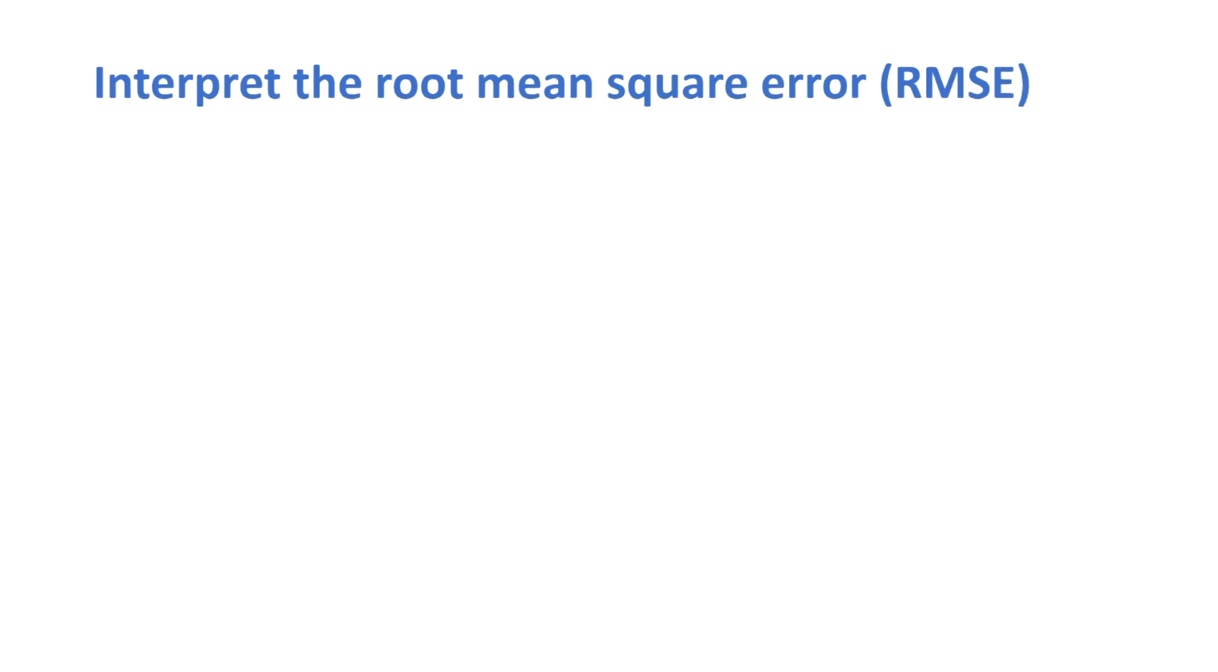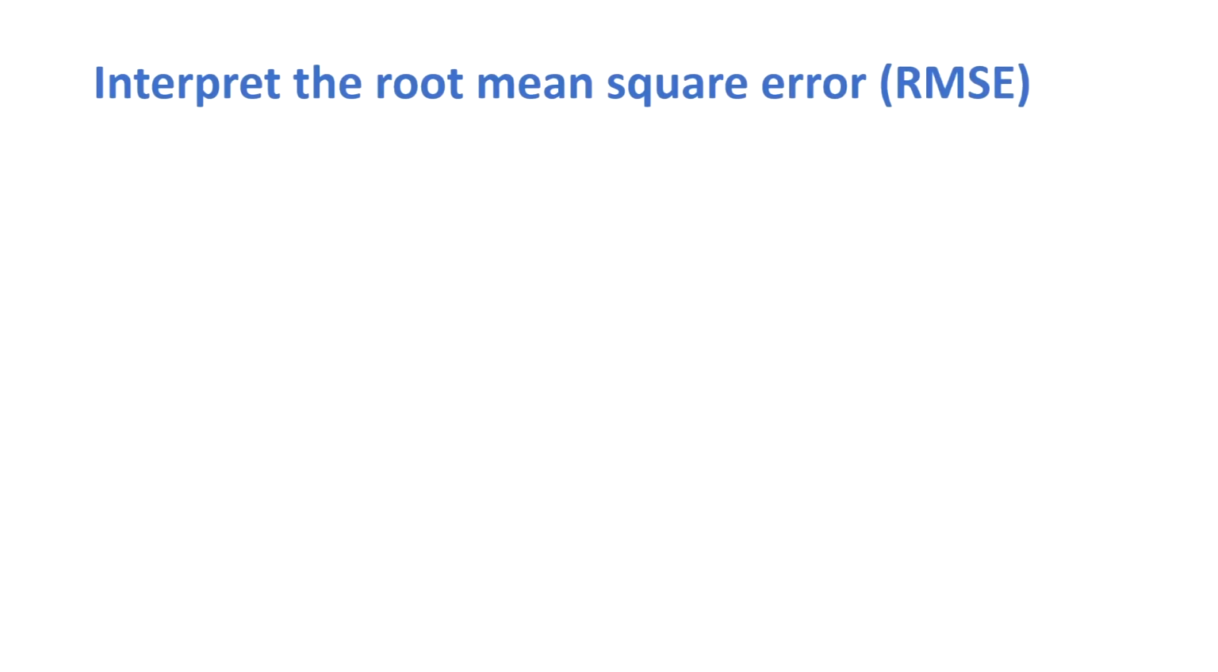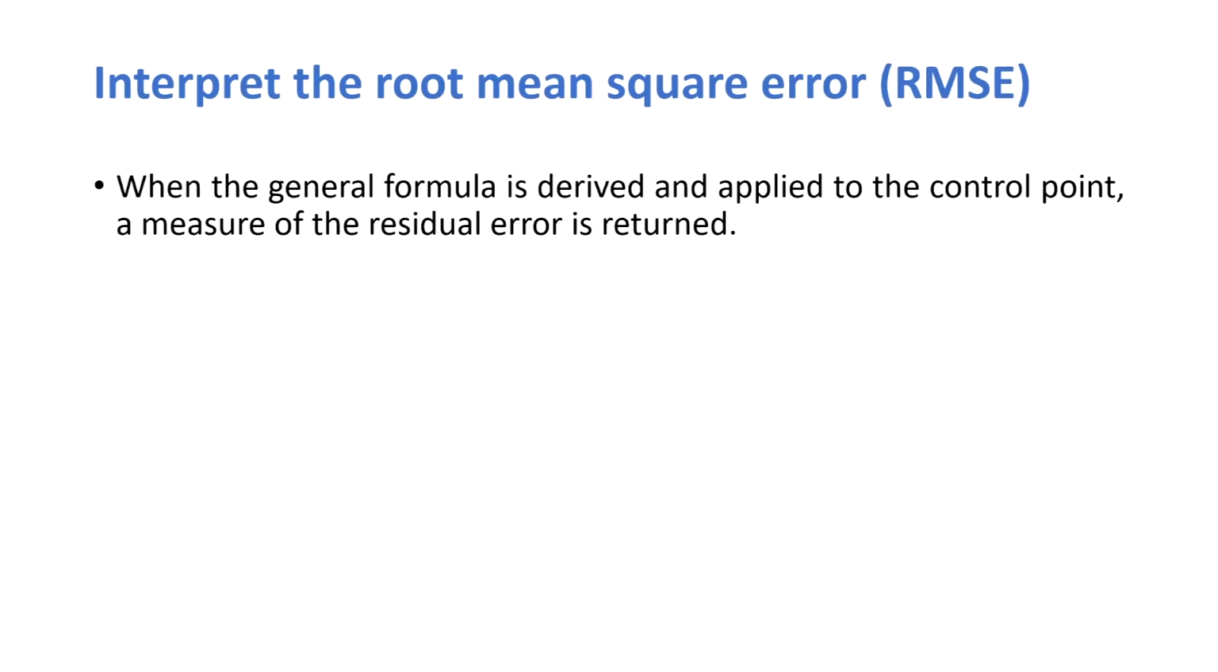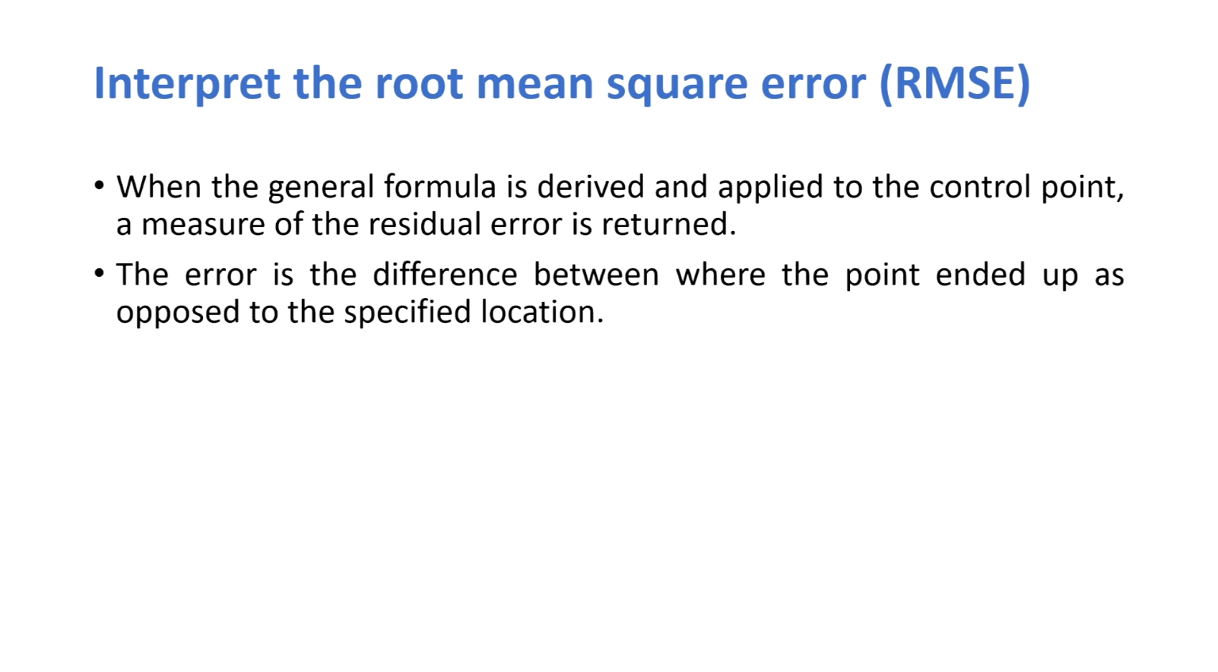So after doing the coordinate transformation and assigning DN values, you have to simply look for the root mean square error. That is the error which is associated with the georeferencing method, the polynomial equations, or the choice of ground control points, so you have to look for it. When the general formula is derived and applied to the control points, a measure of residual error is returned. The error is the difference between where the point ended up as opposed to the specified locations.